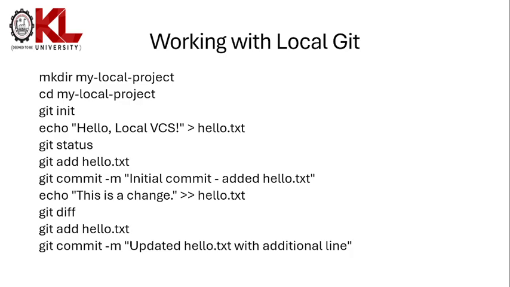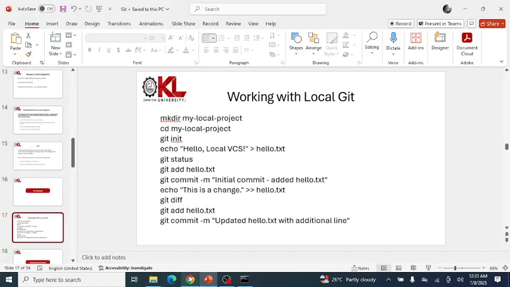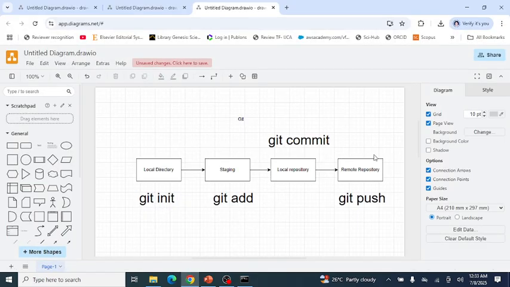So now working with the local Git. This is also called a local VCS. When you are working with the local VCS, we can create up to the local repository part in the life cycle picture. So this is the life cycle. We don't have any remote repository, so we can travel only up to the local repository stage.